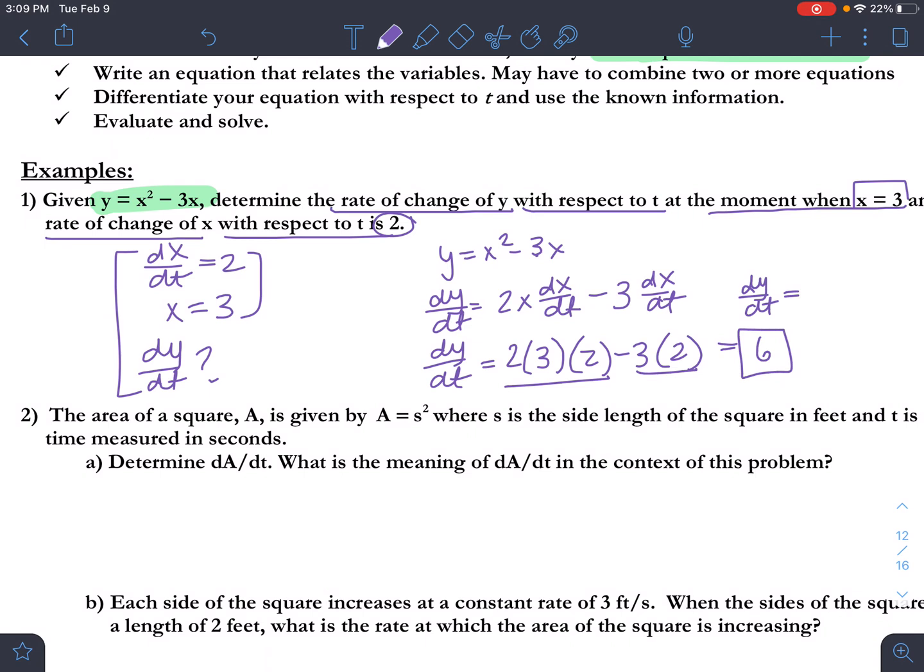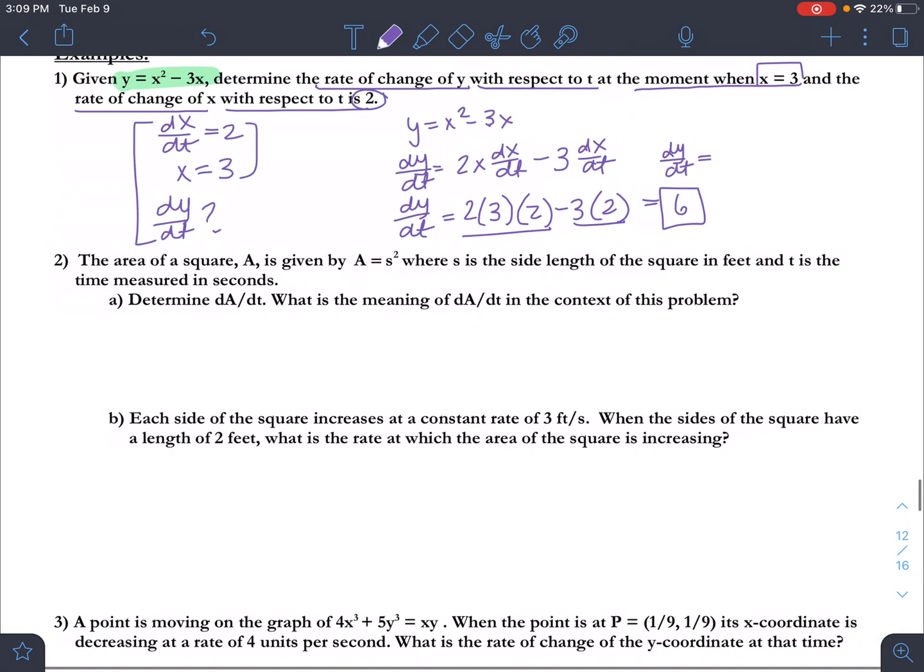So we'll move on to the next one where we're going to talk about area and feet and seconds. So we'll have a little bit more for the units. It says the area of a square, A, is given by A equals S squared, where S is the side length, t is time. Find dA/dt.